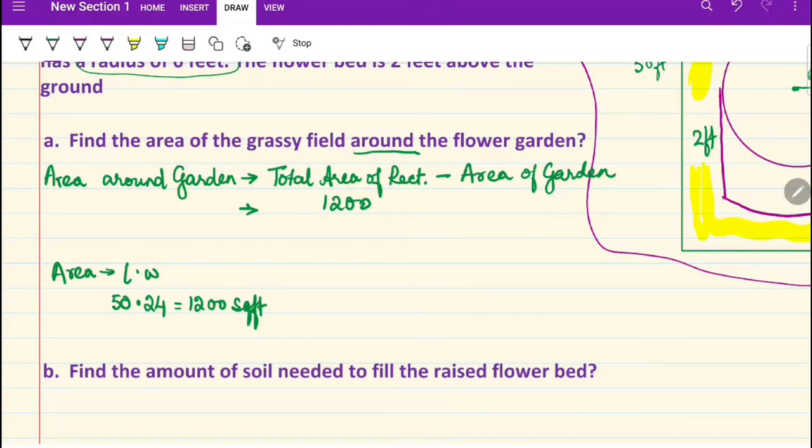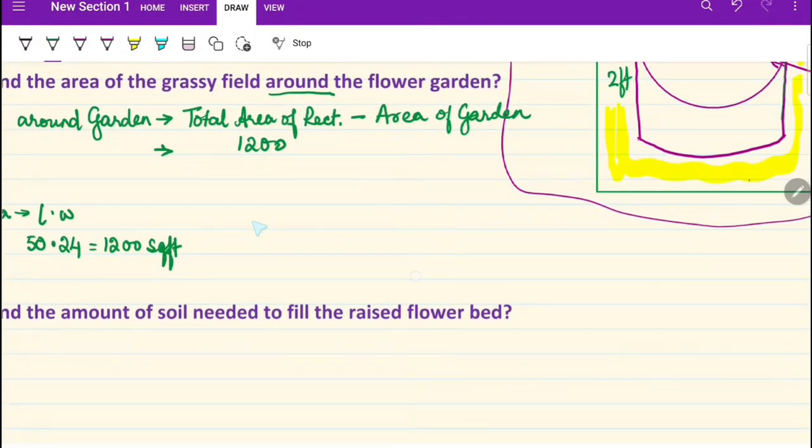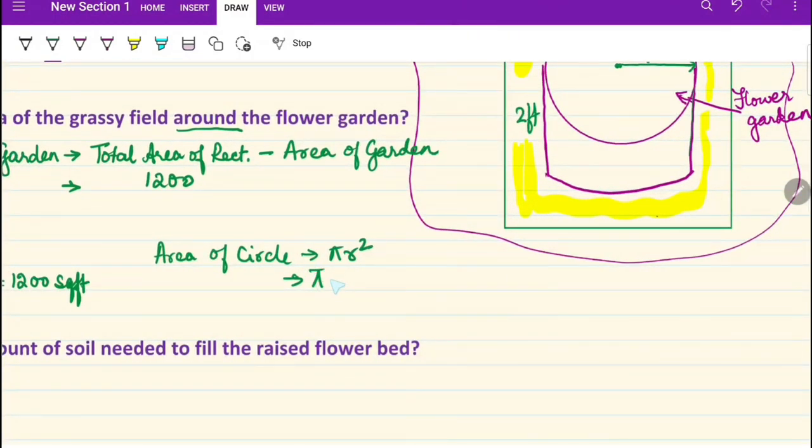Now we have to find the area of the circular garden. So we use the formula to find the area of a circle. Let's write that here. Area of a circle is given by pi r squared, correct? So r, the radius, is 6 feet. So we have to square that and we'll end up with pi times 6 squared, which is 36 pi, correct? So let's write 36 pi and subtract them. You have to multiply the 36 by the value of pi.